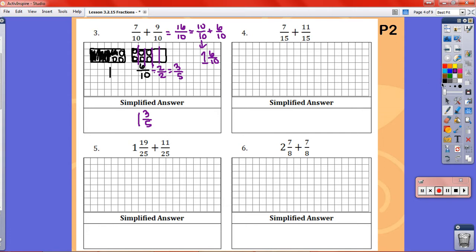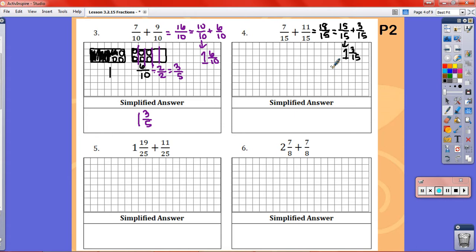So let's take a look at 7/15 and 11/15. Well, there's 7 pieces and 11 pieces. So if I add that together, that makes 18 pieces. So I have 18 15ths, which is more than 1. 1 would be 15 out of 15. So I have 15 out of 15 there. And then the extra is, well, 18 minus 15 is 3. 3/15 extra. So that is 1 whole and 3/15. And of course I would have to simplify that.